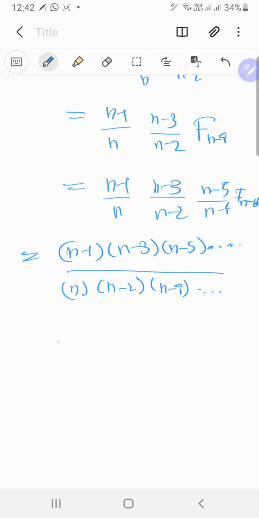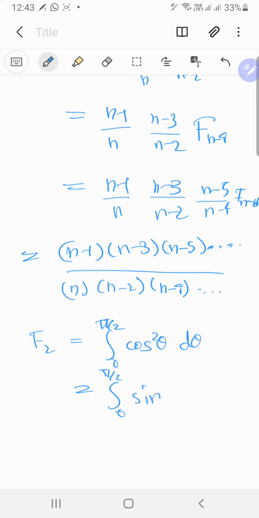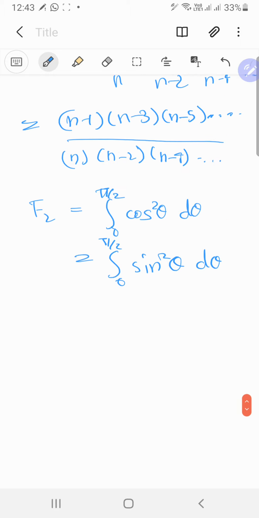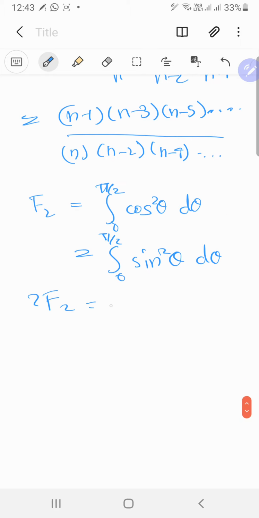F2 is the integral from 0 to pi upon 2 of cosine squared theta d theta. But it's also the integral from 0 to pi upon 2 of sine squared theta d theta, because cosine theta and sine theta take all the values of each other when they go from 0 to pi upon 2, since they are complementary functions. That's really nice, which means I can write 2 f2 as the integral from 0 to pi upon 2 of 1 d theta.